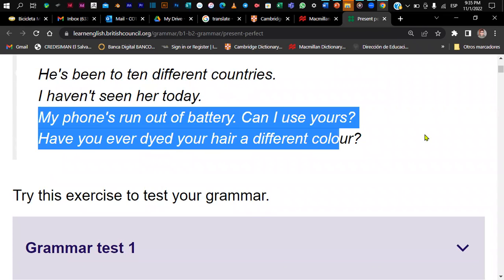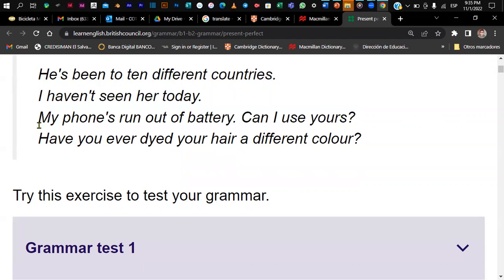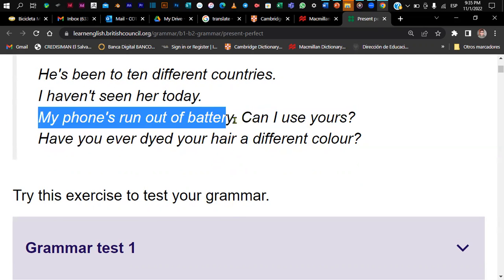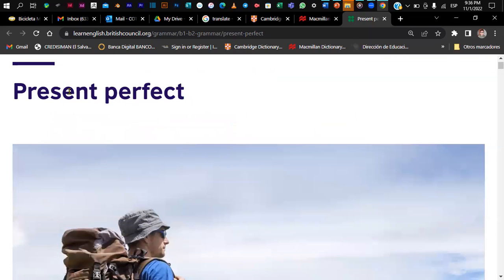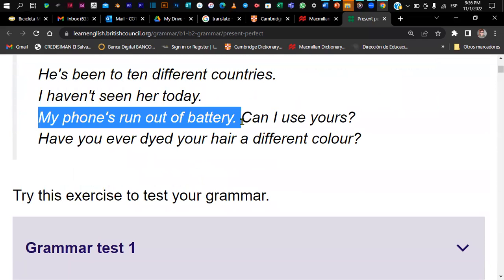All right, next, any of you, cualquiera. My phone's run out of battery. Can I use yours? Okay, translation of this. What's the translation of this sentence? My phone's run out of battery. Teléfono está acabando la descarga. No puedo decir que mi teléfono está descargado, porque sería verb to be. My phone is discharged. Pero my phone's run out. Remember, we are checking present perfect. Se está descargando la batería de mi teléfono.